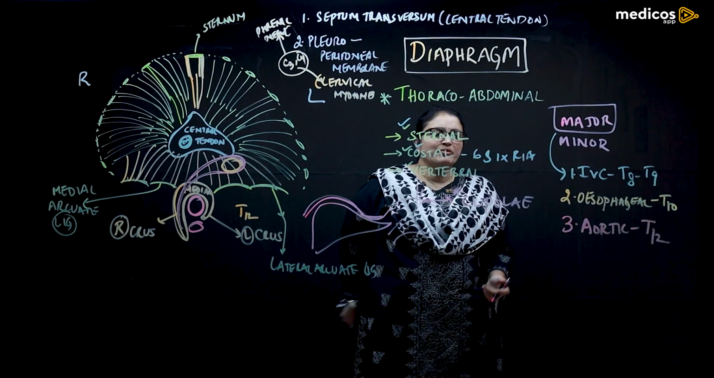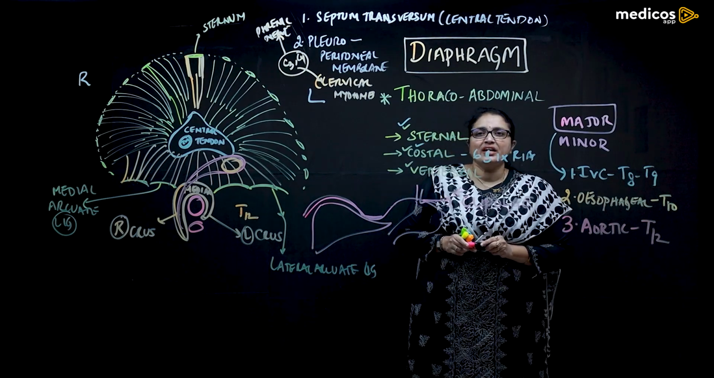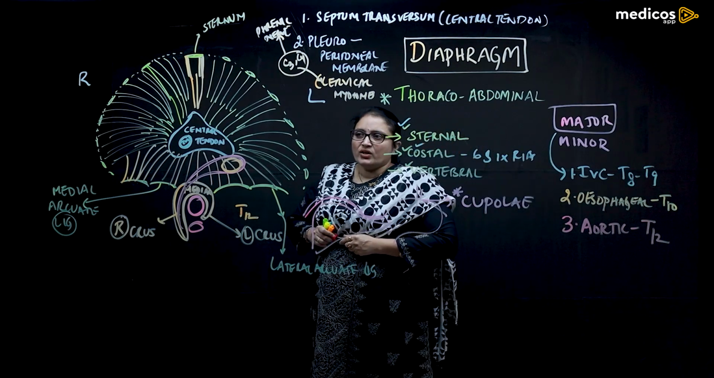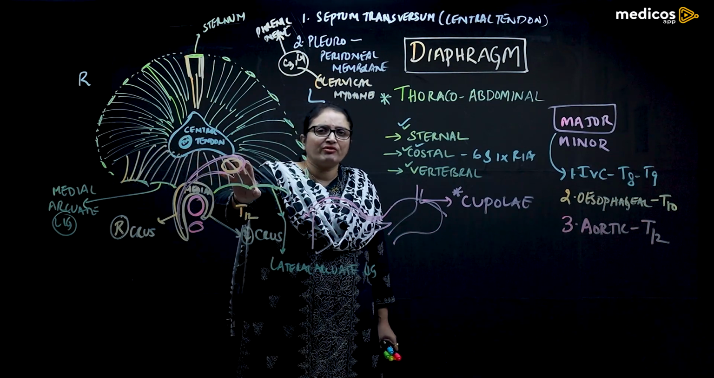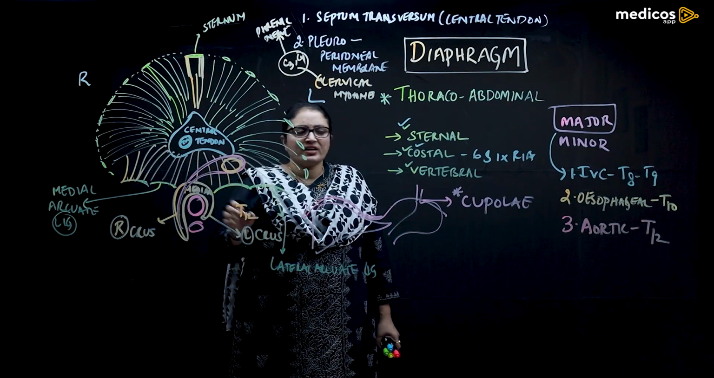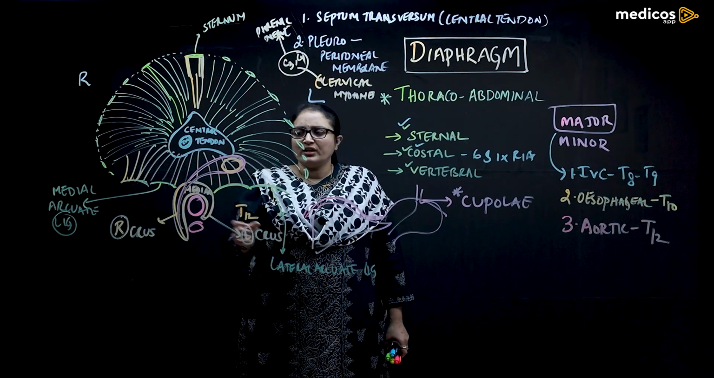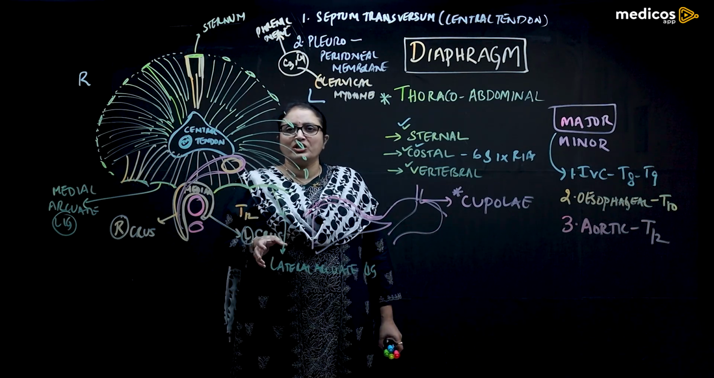Please remember the order, it will be easy: 8 and 9, 10, and 12. At the level of T8 and T9, you have the inferior vena cava, at the level of T10, you have the opening of the esophagus, and at the level of T12, you have the aortic opening. These are the major openings.